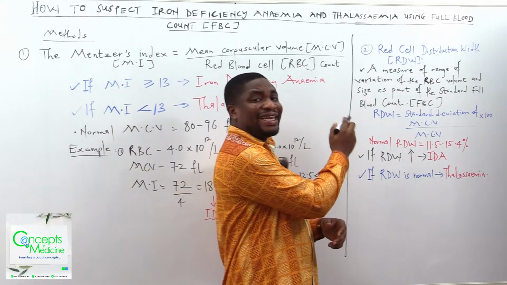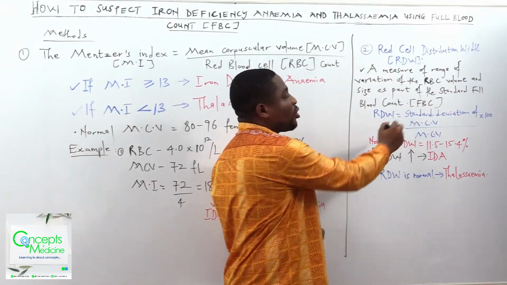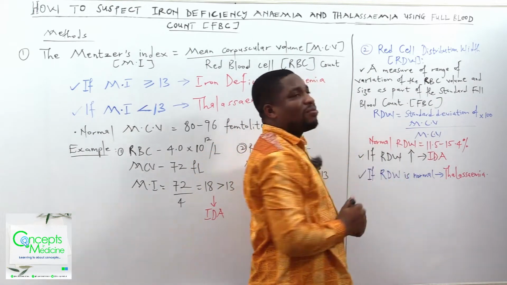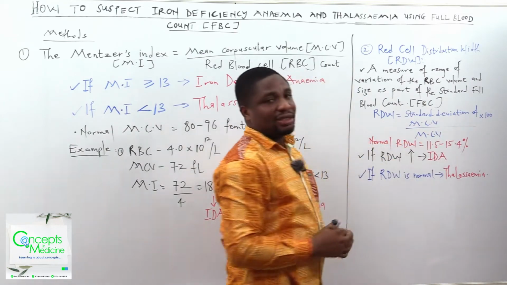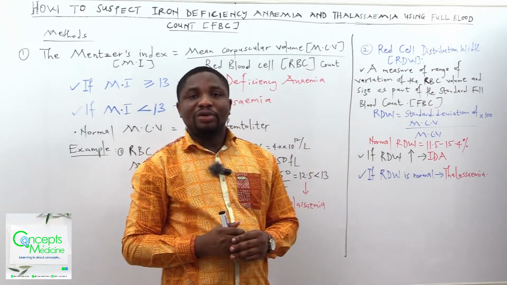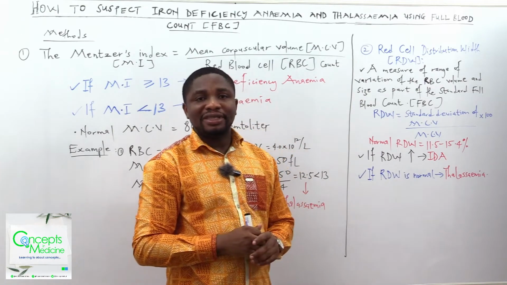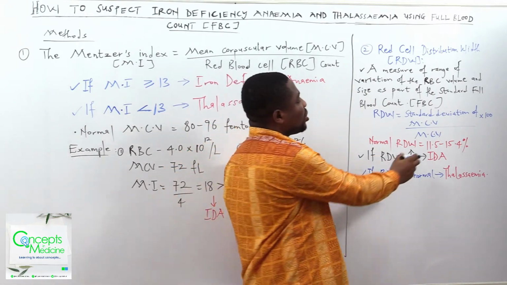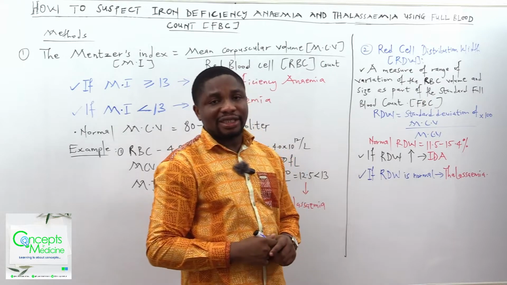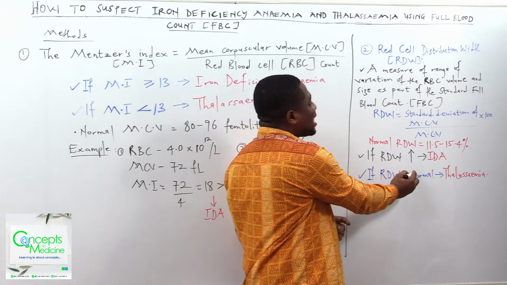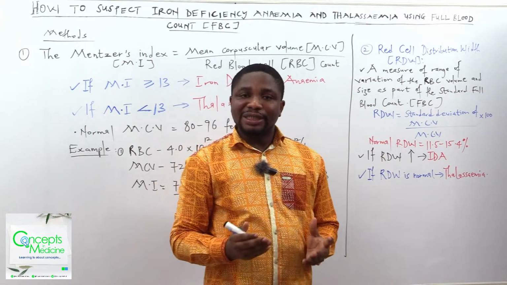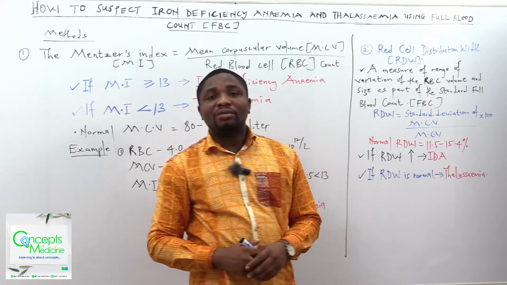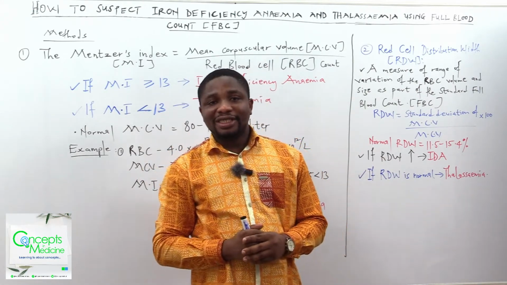Now, you should know that in that scenario, the red cell distribution width will be equal to the standard deviation of the mean corpuscular volume over the mean corpuscular volume times 100. And in a full blood count report, the RDW parameters are given. So in that case, the normal RDW, which may vary from lab to lab, is equal to 11.5 to 15.4%. If the RDW is elevated, then we can suspect an iron deficiency anemia. And if the RDW is normal, then we can suspect thalassemia.